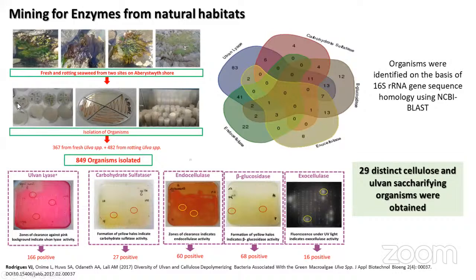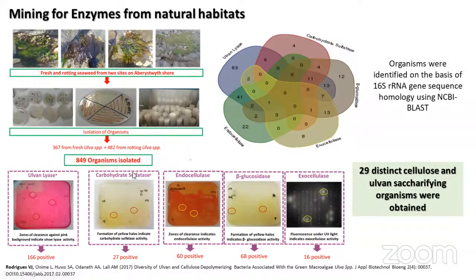So what you see here are tiny macerated leaves that are directly put on the plate. Once the plate showed a group of organisms growing around this, the whole agar was cut and then inoculated into liquid medium for further enrichment. Once it was enriched there, we isolated it on the plates that you see. This allowed us to isolate 367 organisms from the fresh Ulva and 482 organisms from rotting Ulva species, making it a total of 849 organisms.